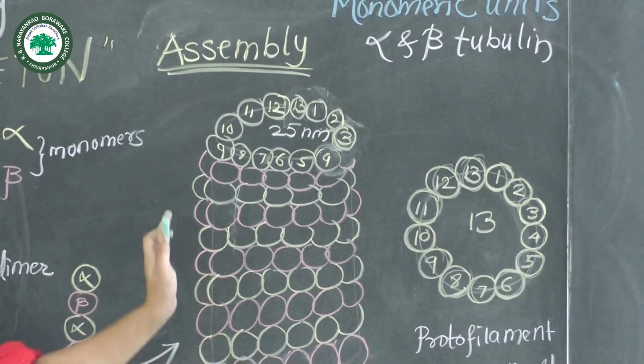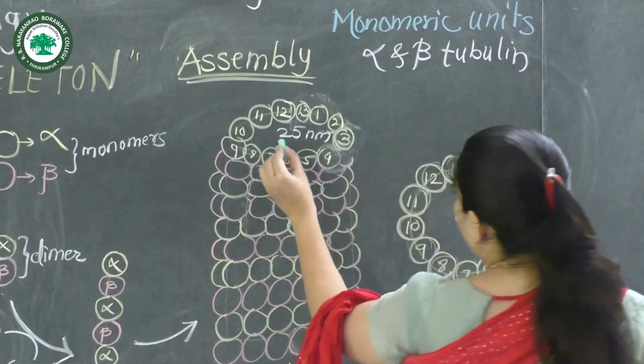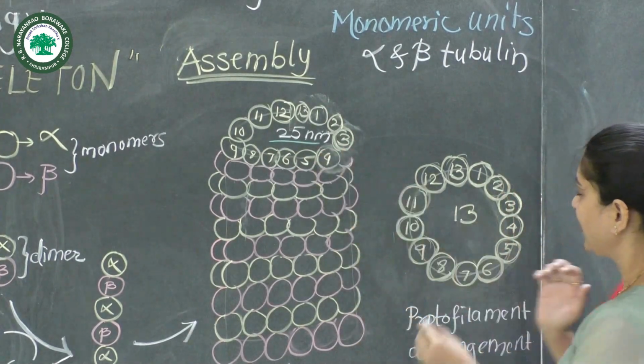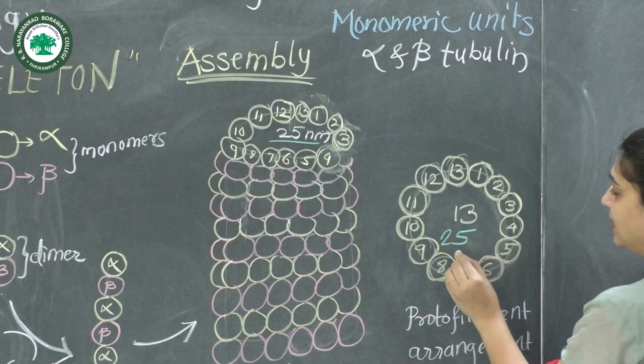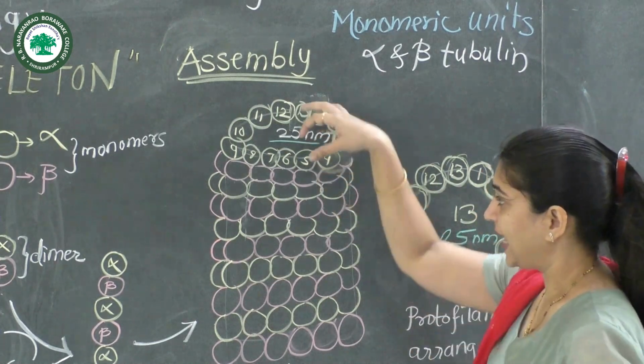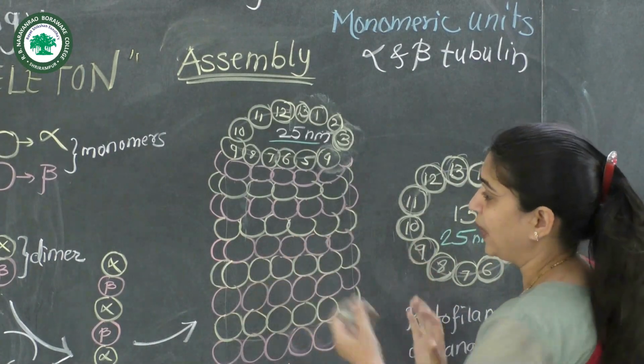Here you can see the size of the diameter. What is the diameter? Here the diameter is 25 nanometers in size. And in this microtubule there is a hollow space present.